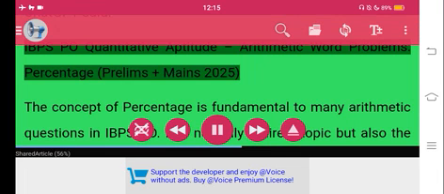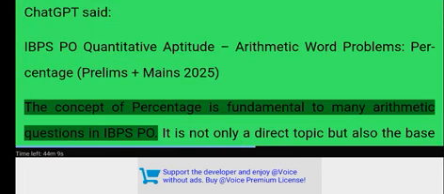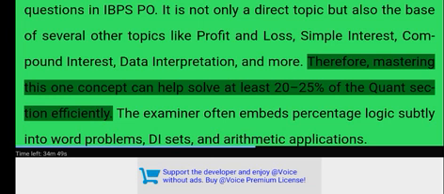IBPS PO Quantitative Aptitude, Arithmetic Word Problems, Percentage, Prelims plus Mains 2025. The concept of percentage is fundamental to many arithmetic questions in IBPS PO. It is not only a direct topic but also the base of several other topics like profit and loss, simple interest, compound interest, data interpretation, and more. Therefore, mastering this one concept can help solve at least 20-25% of the quant section efficiently.